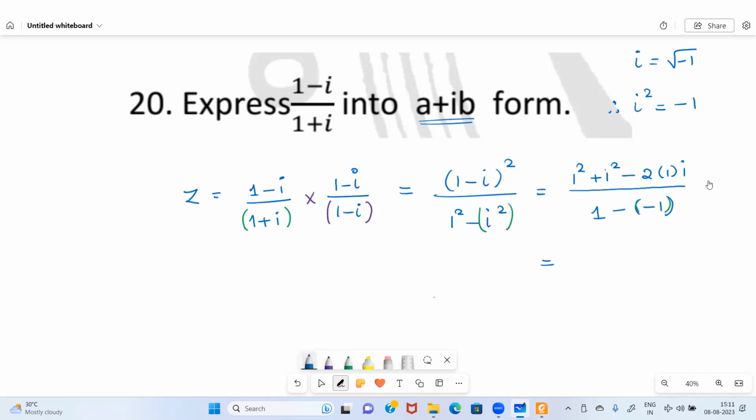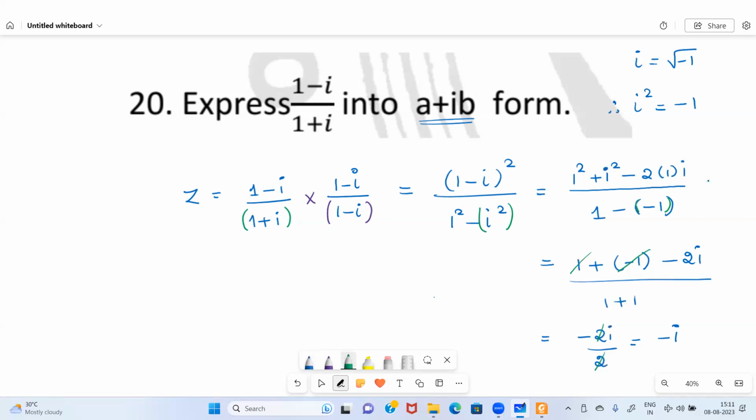Clear, students? So 1 square plus I square. 1 square is 1, I square is minus 1, minus 2I divided by 1 minus, or minus is plus, so you get 1 plus 1. So 1 and minus 1 cancel. So what do you get? Minus 2I divided by 2. So what will get cancelled? 2 and 2 will get cancelled. You get the answer as minus I.